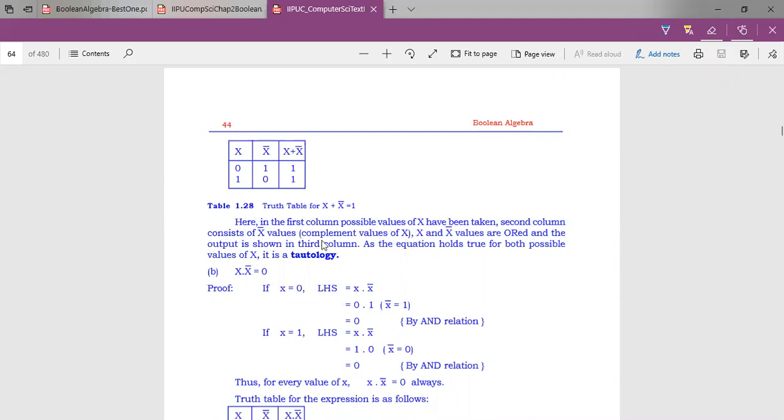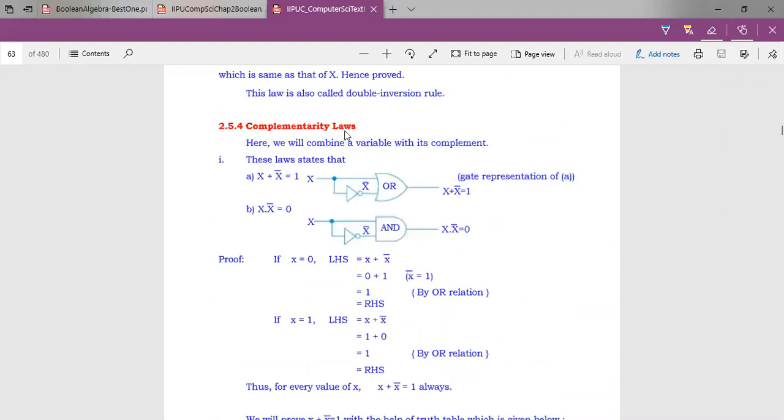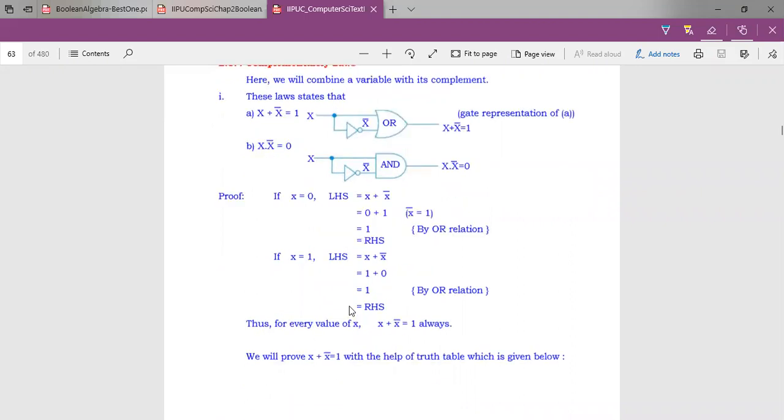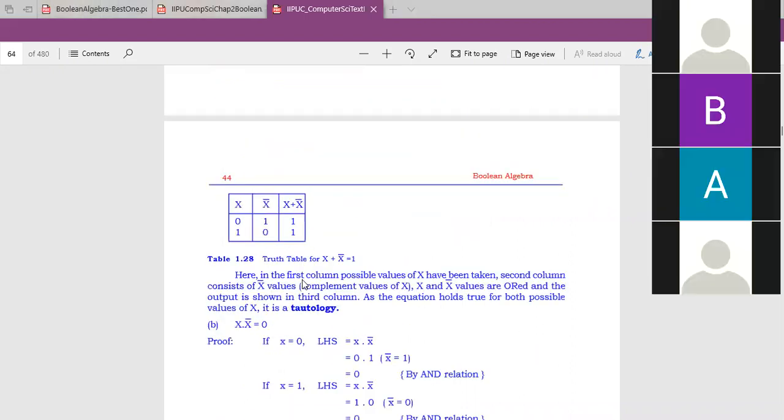Now you remember that in a truth table, when the output is always 1 or high or true, what is the name of that truth table? It is called tautology. So this theorem, I mean the complementarity law for logical addition, is nothing but a tautology. You're getting the truth table for a complementarity law of logical addition is a tautology. Right.